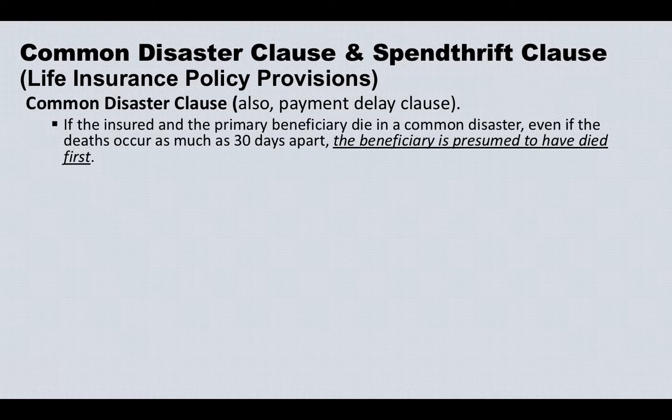Say in this case, assume your dad has a $1 million life insurance policy. Your stepmom is the primary beneficiary. You are the secondary beneficiary. In this case, the primary beneficiary is presumed to have died first, which means, since you are the secondary beneficiary, the benefit goes to the secondary beneficiary. This is why.